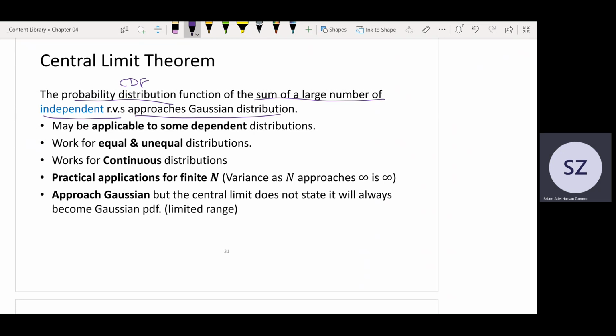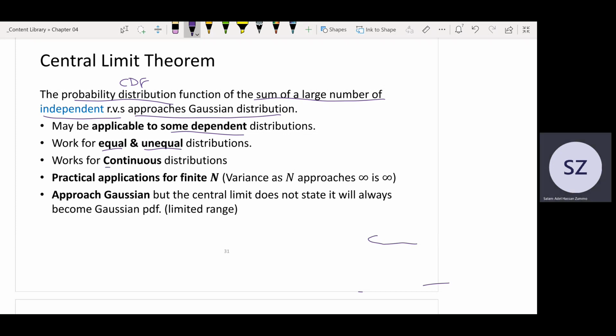This is a very general result. However, some dependent random variables also apply. It works for equal or unequal distributions. So if these n random variables are all uniform or all exponential, or one of them is uniform, another exponential, a third is Poisson, a fourth is binomial, whatever, a large number of them will give you Gaussian. So whether they are the same or similar or dissimilar distributions. Okay?